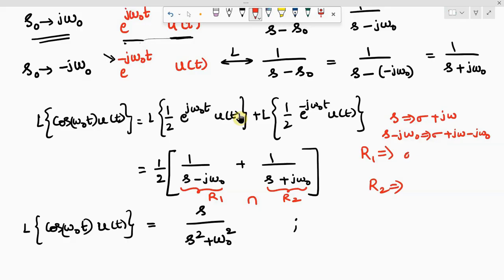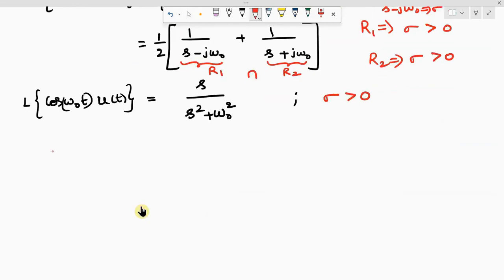Therefore, for the first one, the ROC is sigma greater than 0, since it is right-sided. Here also this is right-sided, so here also it is sigma greater than 0. Therefore, what is R1 intersection R2 now? Sigma greater than 0. Nice.